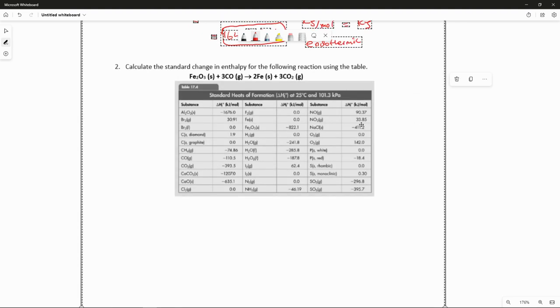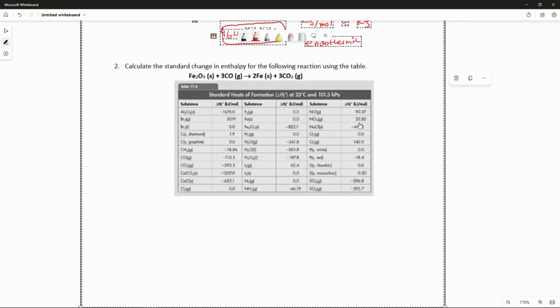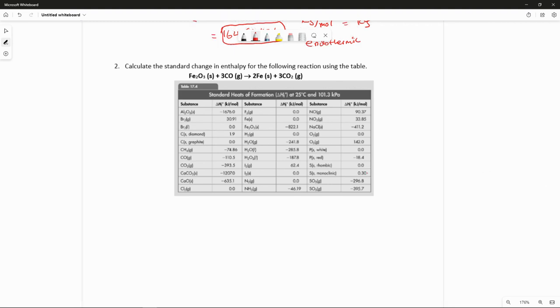Second question. Calculate the standard change in enthalpy, delta HF, for the following reaction using the table. We have iron Fe2O3, we have CO, we have Fe, and we have CO2. We have to recognize that Fe is a single element, so it's going to have a value of 0 for delta HF. We have a chart of all the values.